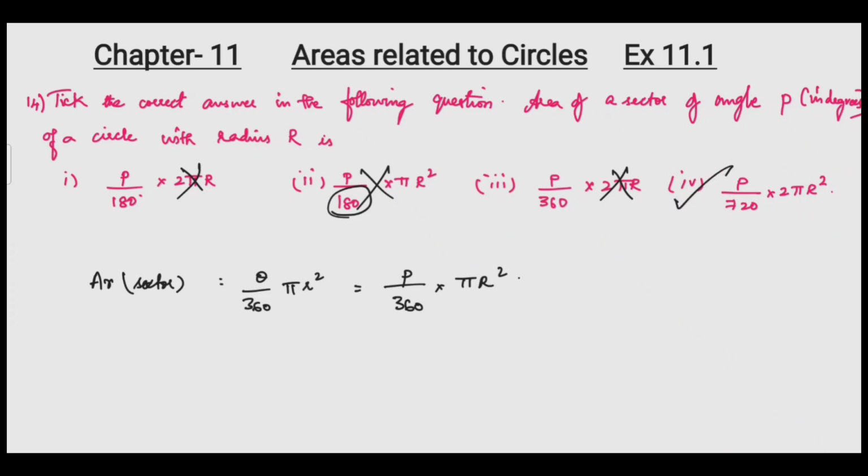We'll see how. They have given it as p by 720 into 2 pi r square. Cancelling this 2, we get 360. Therefore, we are left with p by 360 into pi r square. Therefore, fourth option is our answer.